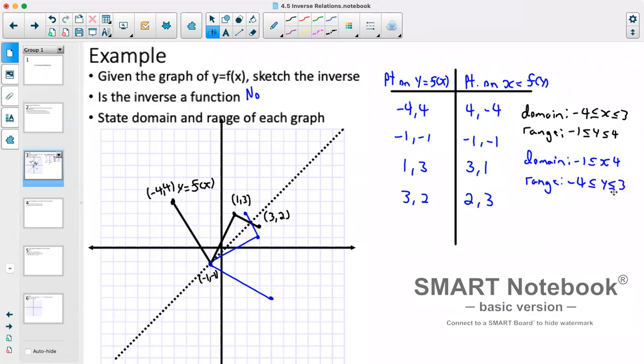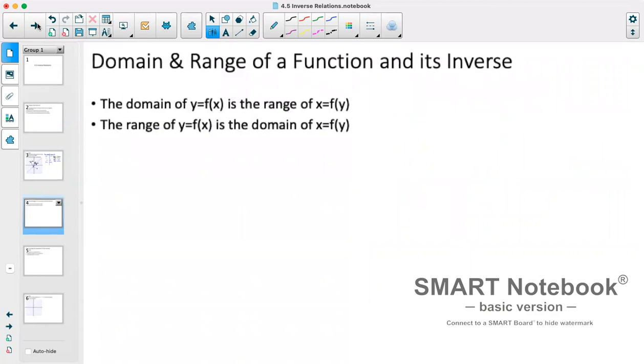What you'll notice about the two domains and ranges is that the domain of our original function became the range of the second one, and the range of the first one became the domain of the second one. As I just mentioned, the domain of y equals f of x is the range of x equals f of y, and the range of y equals f of x is the domain of x equals f of y.